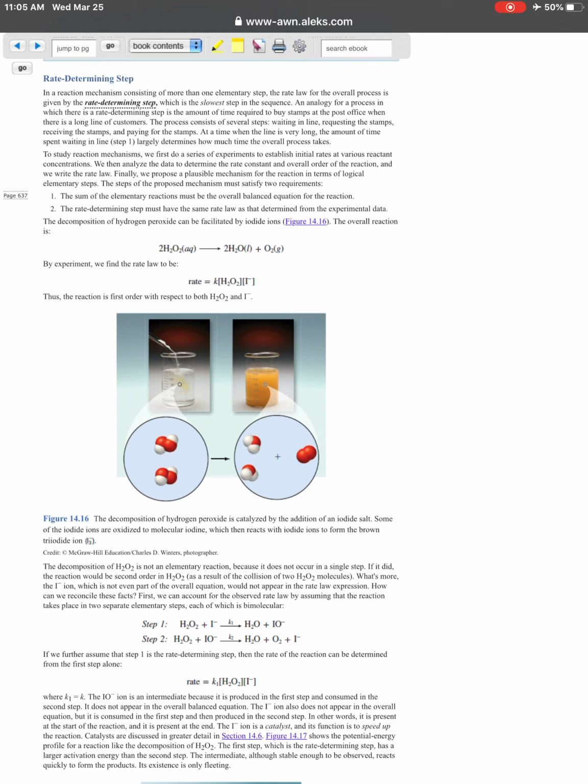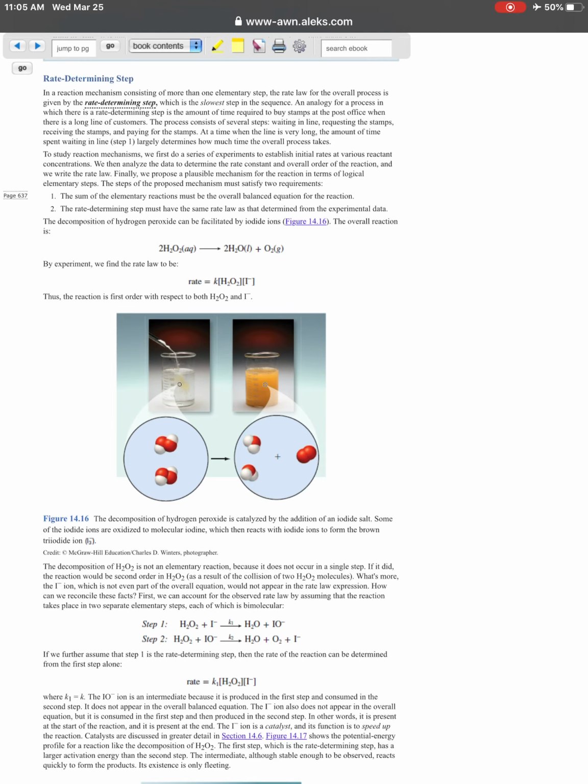First, we can account for the observed rate law by assuming that the reaction takes place in two separate elementary steps, each of which is bimolecular. Step 1, H2O2 + I⁻ → H2O + IO⁻, with k1 above the arrow. Step 2, H2O2 + IO⁻ → H2O + O2 + I⁻, with k2 above the arrow.